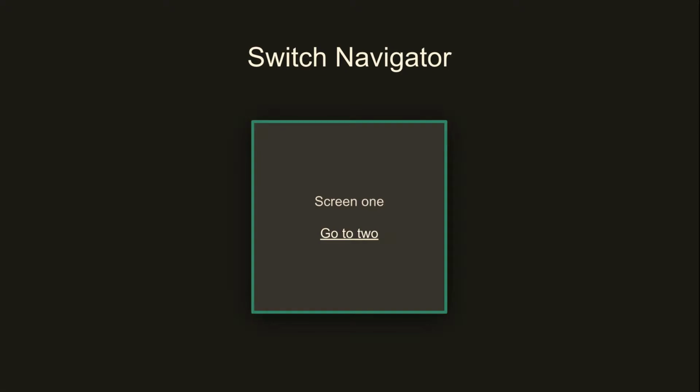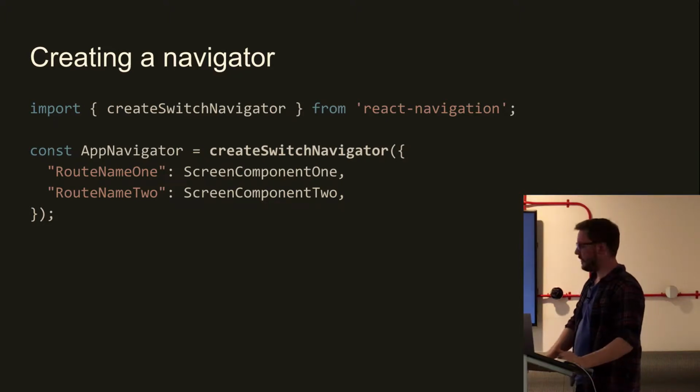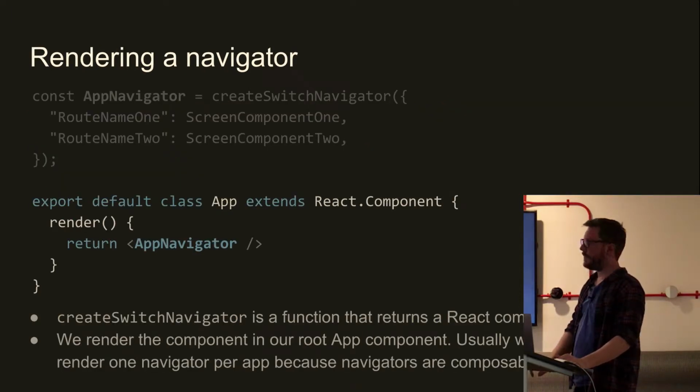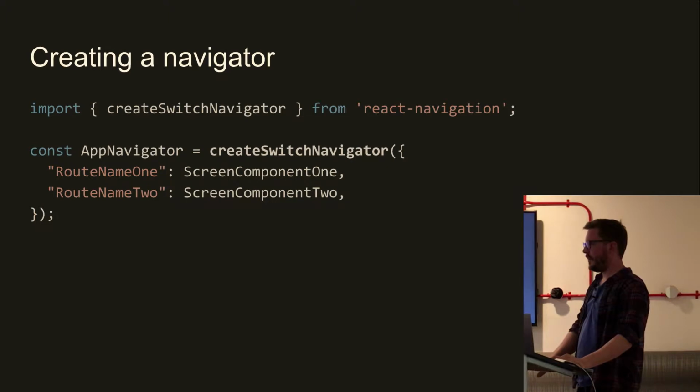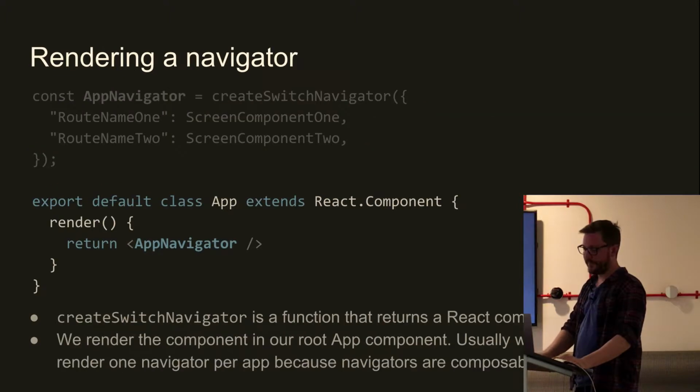So it pretty much just looks like that. You're on screen 1. You press go to 2. Screen 1 is unmounted. Screen 2 is mounted, and so on. The way that looks is we import createSwitchNavigator, and createSwitchNavigator is a higher order component that returns a component, which is the one that we will render inside of our app. The parameter to this function is a map with a route name, a string, and the screen component. So we're essentially mapping some string to a component and saying it belongs to this navigator.